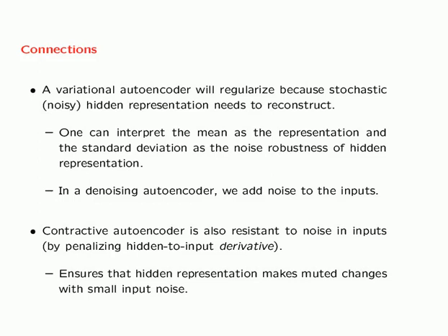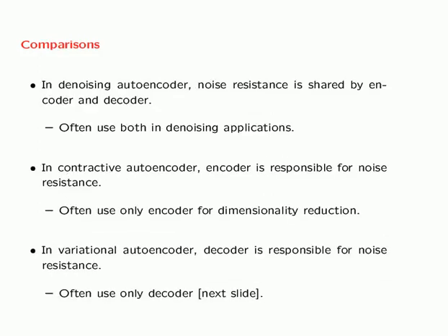So in all of these cases, you can see that the regularizer in one way or the other is connected to robustness to noise addition. Of course, they are done in slightly different ways, which is why they have slightly different properties. So let's look at that. In the denoising autoencoder, the noise resistance is shared by the encoder and decoder. You add noise to the input and then your output should reconstruct well. So you use both the encoder and the decoder, and you often use it in denoising applications.